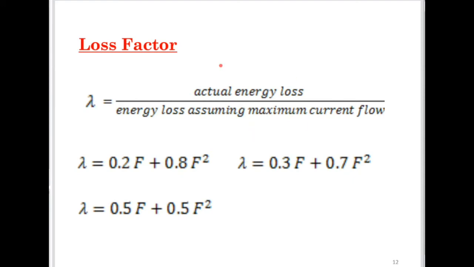And this also gives us a scenario like I was trying to explain when looking at the load factor of 100%. If the loss factor is 100%, we can see the actual energy loss, and this energy loss, assuming the maximum current flow in the line for that given period of time, will be the same.